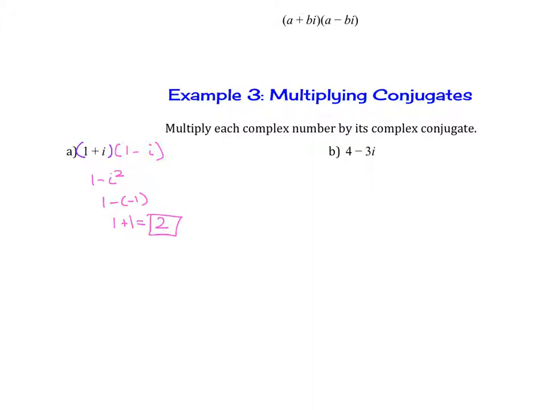The next example, 4 minus 3i. We're going to multiply by the conjugate. The conjugate is 4 plus 3i. So this becomes 16 minus 9i squared. So 16 minus 9 times negative 1. So 16 plus 9 equals 25.